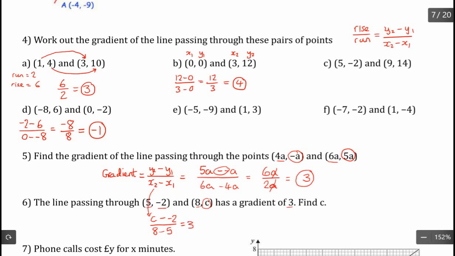Okay, just going to tidy this up a bit. So I know that when I do take away a negative, that's going to cause a plus. So C plus 2. And I know this bottom number will be 3. 8 minus 5 is 3. And that gives me an answer of 3. Now that's an equation that's pretty easy to solve. So if we multiply both sides by 3, that will give me just C plus 2 on the left. And that will give me 9 on the right. And then if I take away 2 from both sides, then C must be 7.